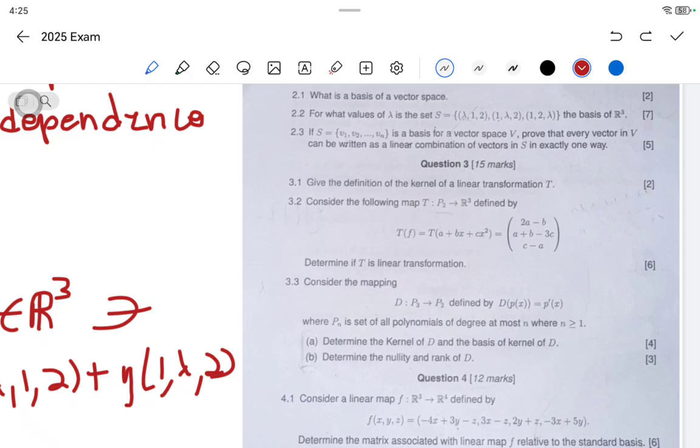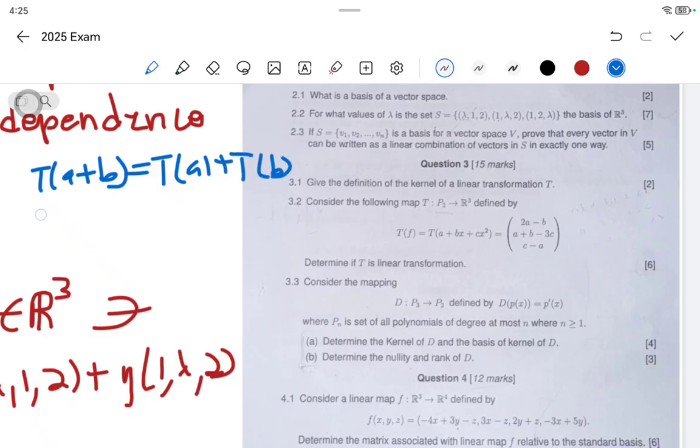Okay, let me write this down here. For T to be a linear transformation, it must satisfy, let's say we must have T of A plus B should be equal to T of A plus T of B. Then T of C A should be equal to C T of A. So for this to be a linear transformation, these 2 must hold. You agree, right? Then for this not to be a linear transformation, they should not hold, both of them.